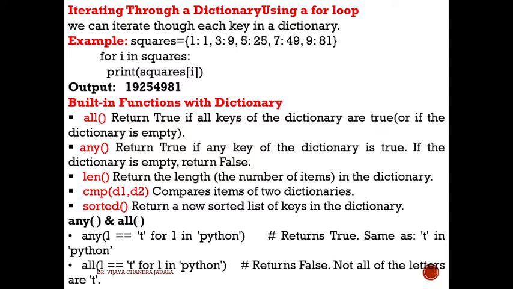Any, within the clauses, and all. any(i == 't' for i in 'Python') returns true, same as 't' in 'Python'. all(i == 't' for i in 'Python') returns false, not all the letters are t.